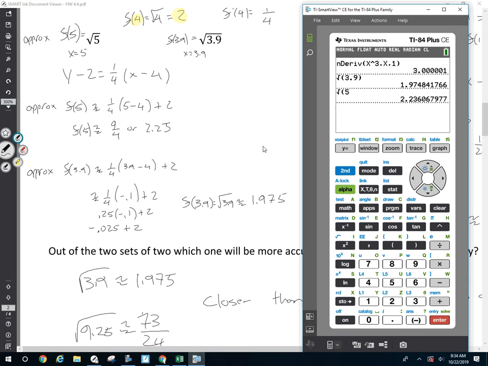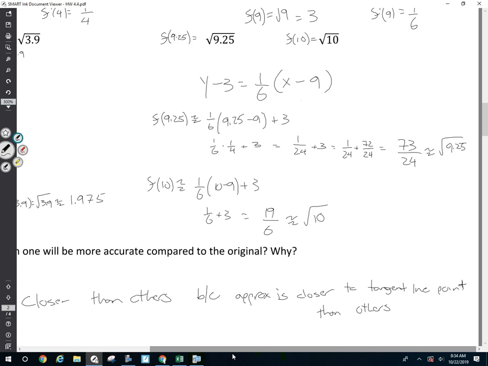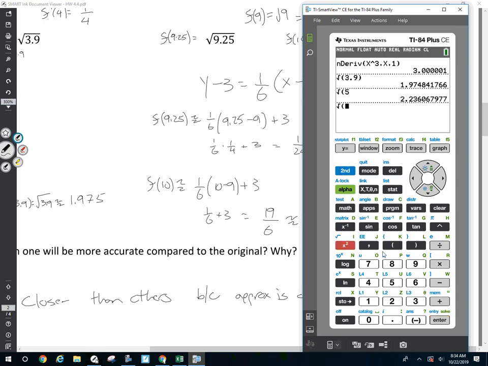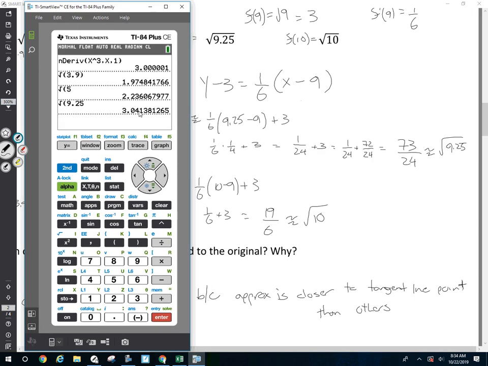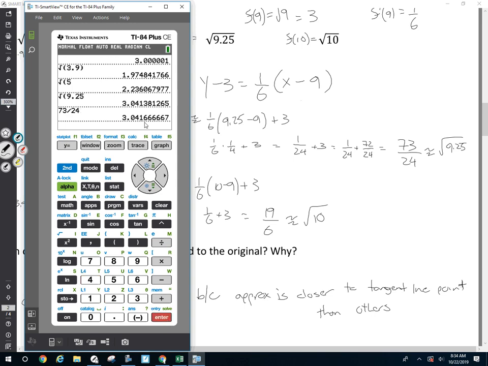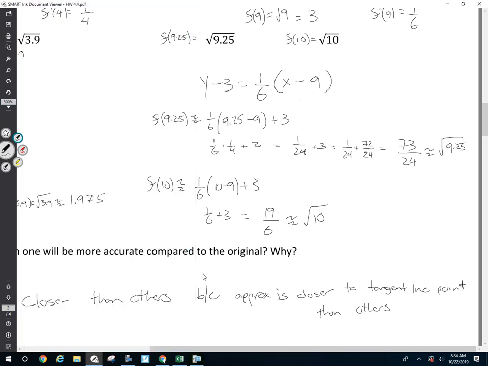out to the thousandth. Okay, let's do the same thing for root 9.25. It's actually 3.04138. I think that's going to be close to 73/24. That is awesome. I'm accurate to the thousandths decimal place. And then let's look at root 10, which I think is close to 19/6. It is, but it's just a little less accurate.